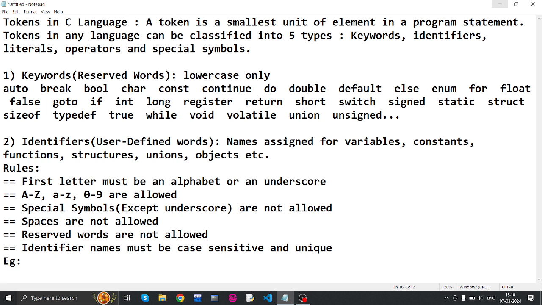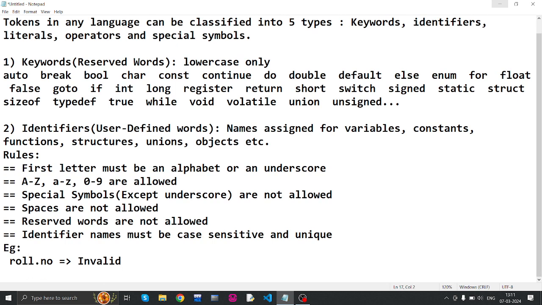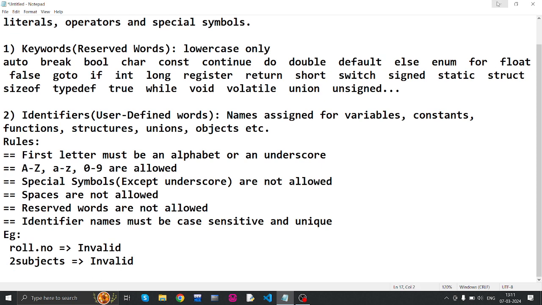Like for example, here I have created some identifiers like this, roll.number. This identifier name is invalid. Why? Because the dot, period symbol, is not allowed. This is invalid. Suppose I have taken something like 2subjects. This is also invalid. Why? Because the first letter is a digit. A digit should not come first.